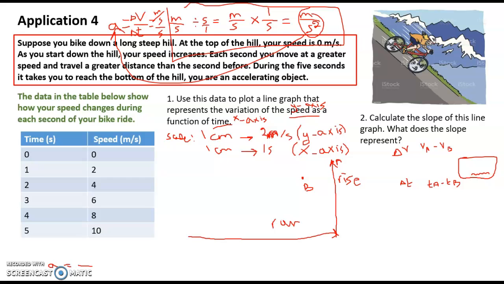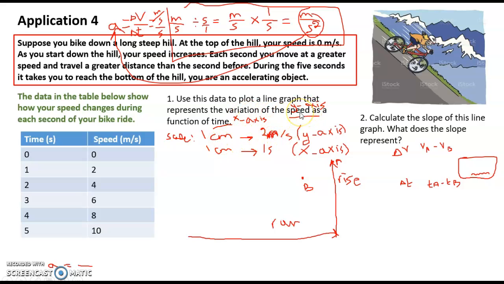So this is just like the case that we studied about the girl. During the 5 seconds it takes you to reach the bottom of the hill, you are an accelerating object. The data in the table below show how your speed changes during each second of your bike ride. So we have at t equals 0, speed is 0 meters per second, at t equals 1, 2 meters per second, at t equals 2, 4 meters per second, and so on. Use this data to plot the line graph that represents the variation of the speed as a function of time.